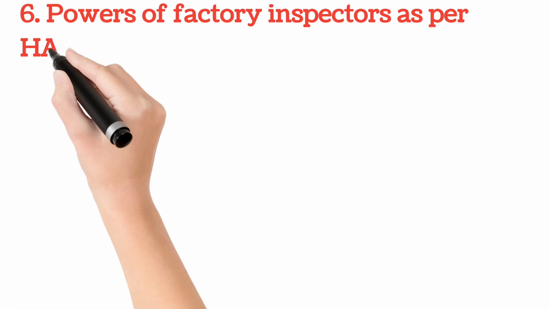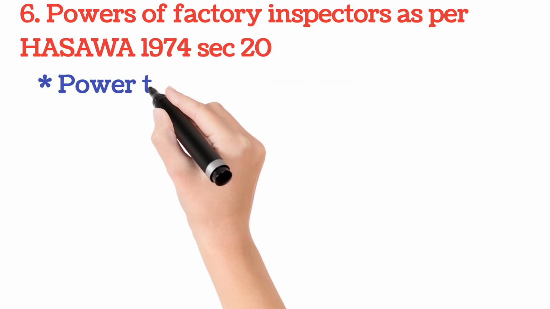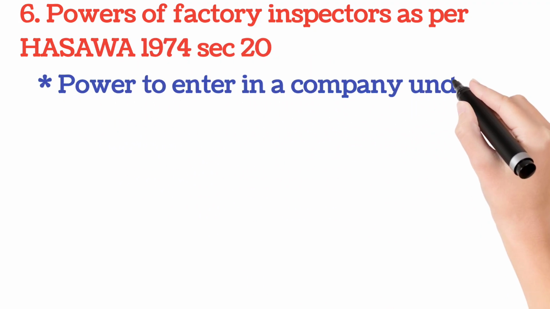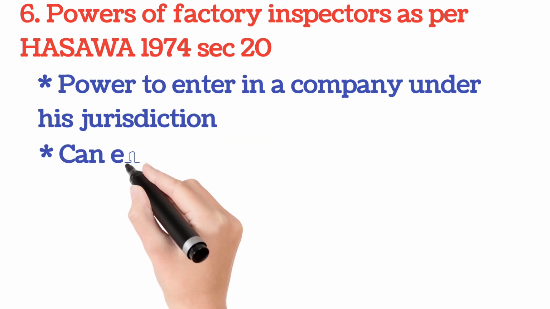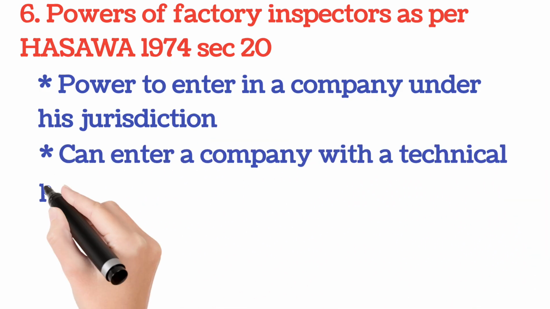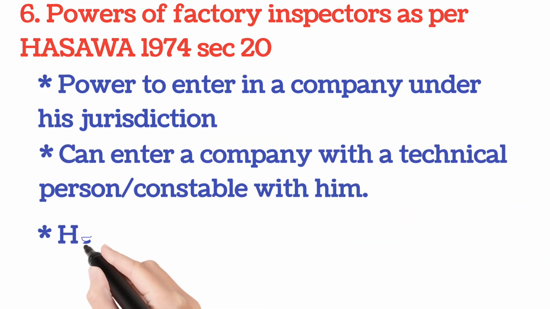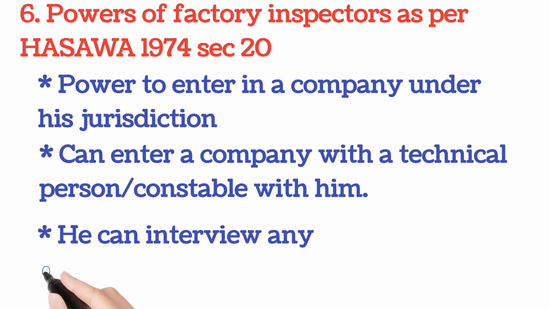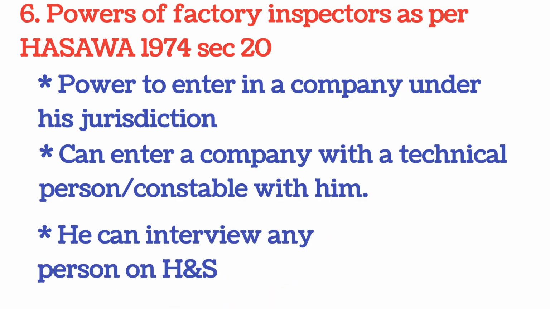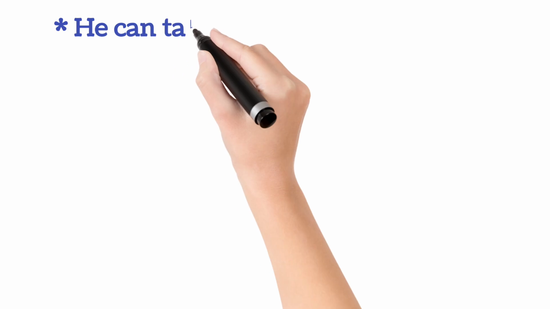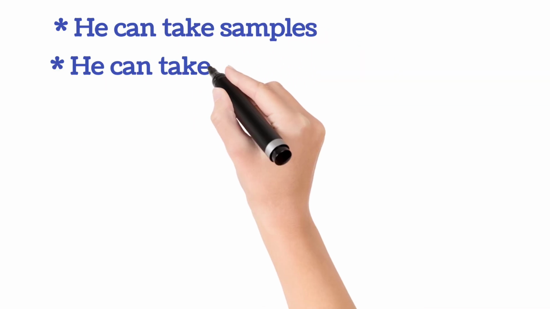Powers of factory inspectors as per HASAWA 1974, Section 20. Power to enter in a company under his jurisdiction. Can enter a company with a technical person/constable with him. He can interview any person on H&S. He can take samples. He can take photographs.